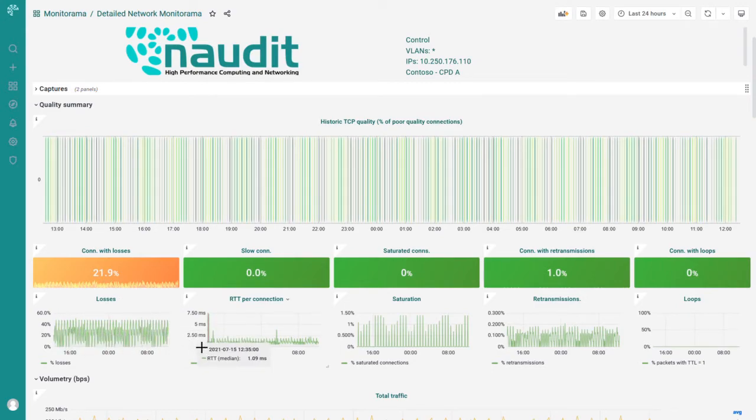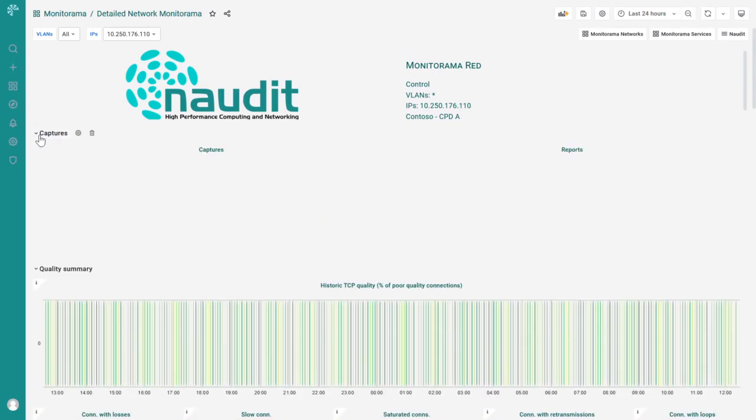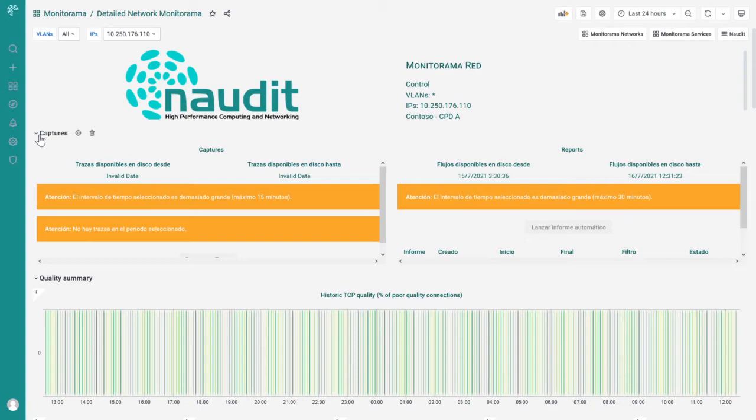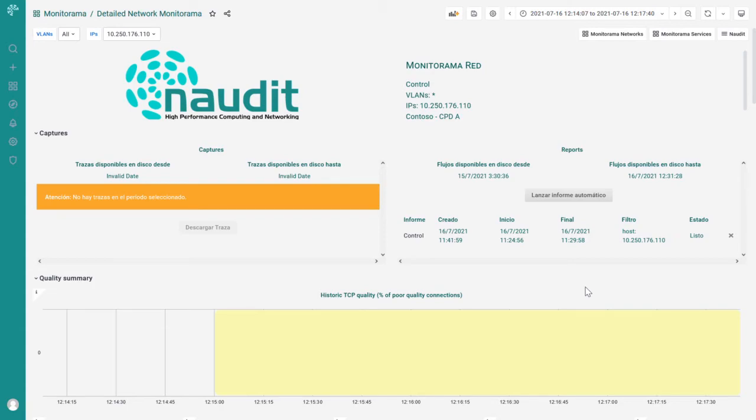If this information is not enough, we additionally have a traces panel, in which we set a specific time, for example, the last 5 minutes. We could make a capture of a trace to open it with Wireshark, or we could even generate an automatic audit firmware report, in which we would have even more detailed information.